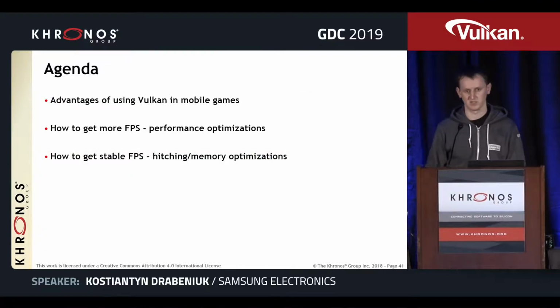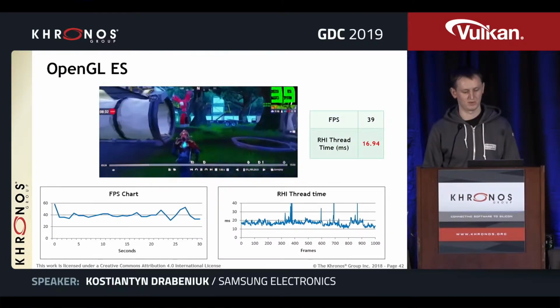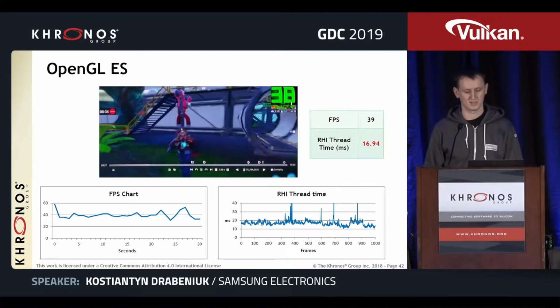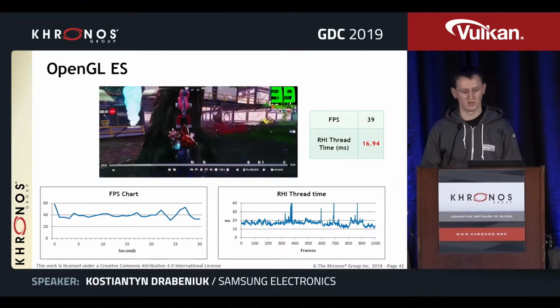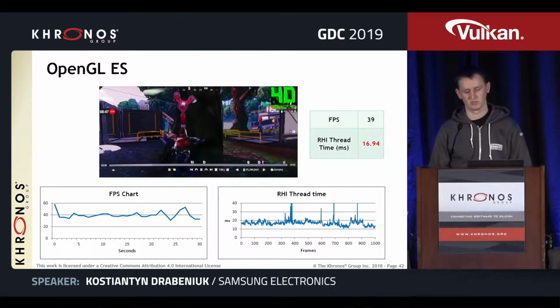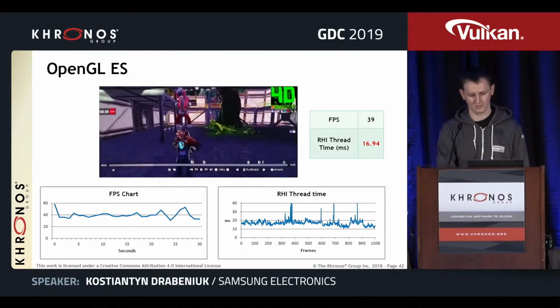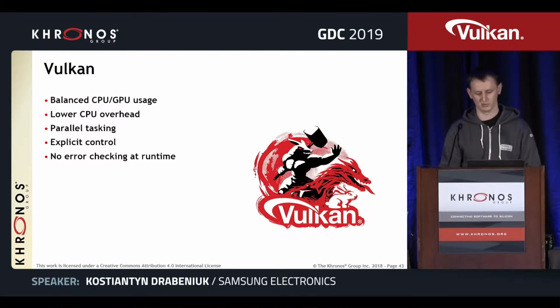I'm planning to discuss advantages of Vulkan usage in mobile games, how to get better FPS, and how to get stable FPS. Let's look at a video of a Fortnite replay on OpenGL. As Fortnite is a game with a huge number of objects, we mostly have a CPU bottleneck because there are so many draw calls. Here you can see that there is a bottleneck on the RHI thread. One way to reduce CPU load is to port Fortnite to Vulkan, because Vulkan provides more balanced CPU-GPU usage, lower CPU overhead, explicit control over memory and synchronization, and other advantages that can improve your performance.